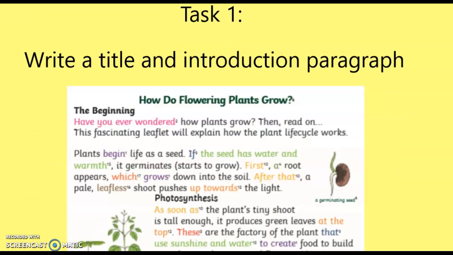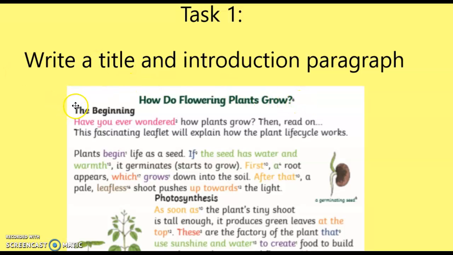Now let's look at your task today. So your task is to write an introduction paragraph. You can choose the subject or topic that you are writing about, but it has to explain the function of something. So remember those ideas? It could be one idea, it could be, how do flowering plants grow?